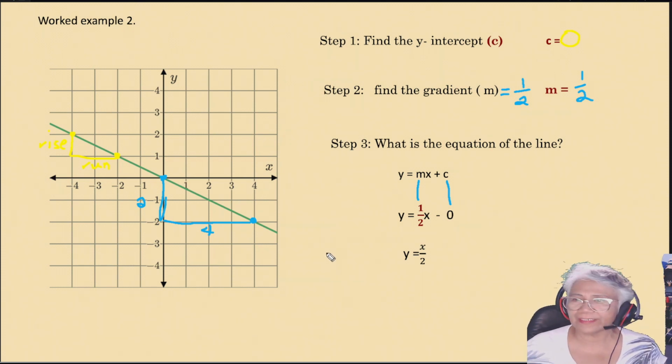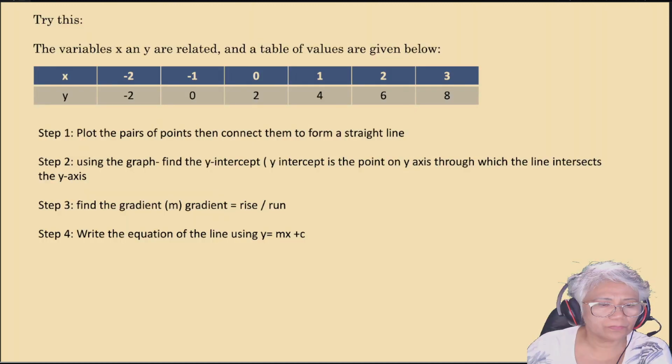It's easy, okay? So first, the y-intercept. Second is the gradient. And the third, you just substitute those values you get in step 1 and then step 2. And you have the equation of the line.